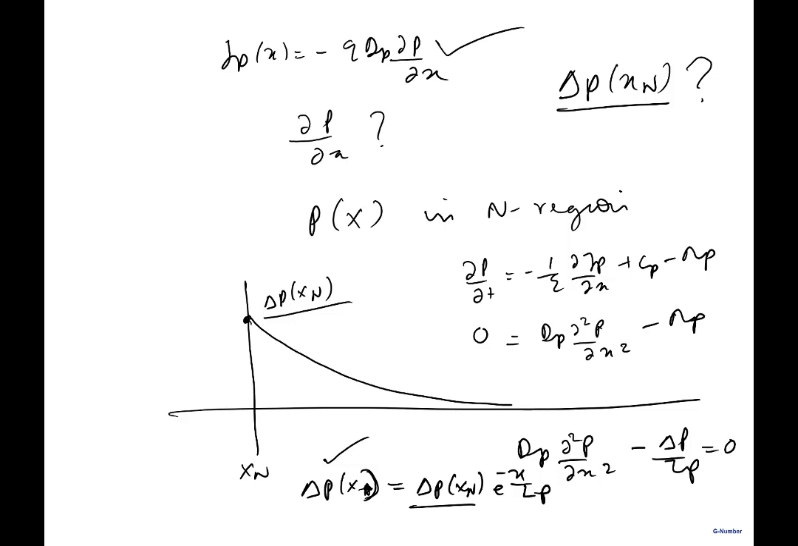What is the excess hole density at the edge of the depletion region? How many excess holes are there when you forward bias it, at Xn? How many excess electrons are there at Xp? That's it. After all these arguments, this is the only thing which is left that we have to determine: delta P at Xn. And how do we determine delta P(Xn)?